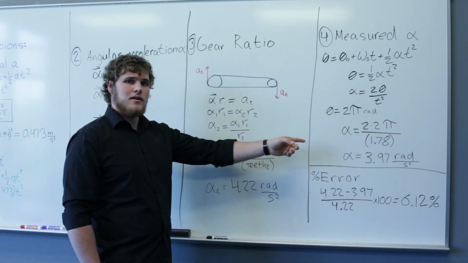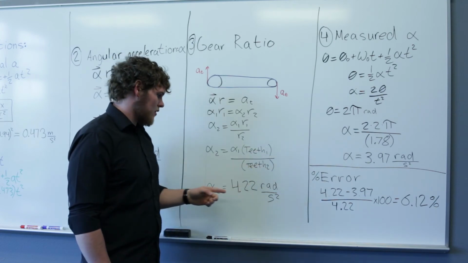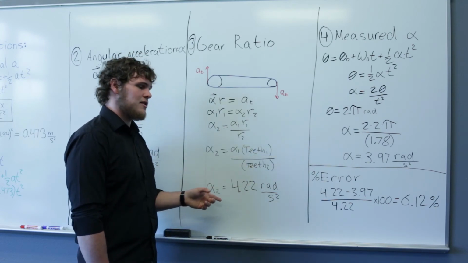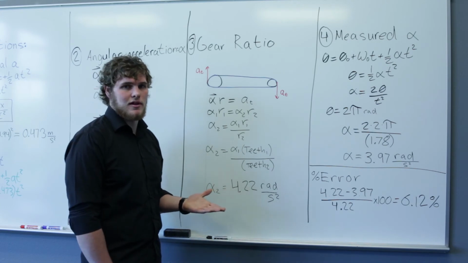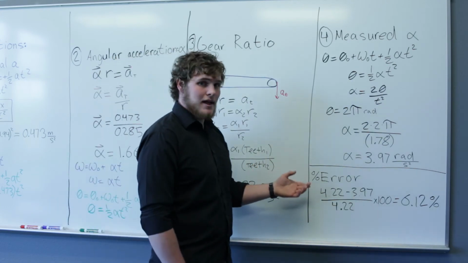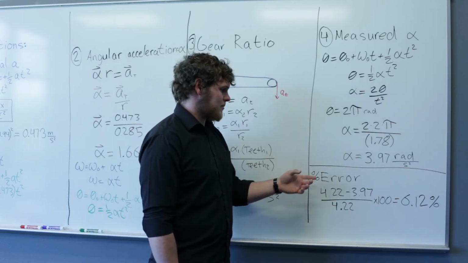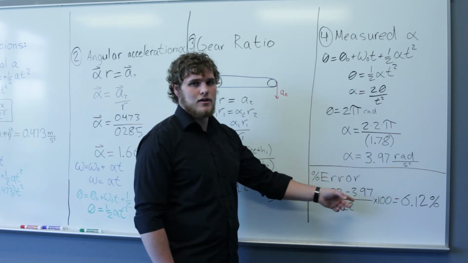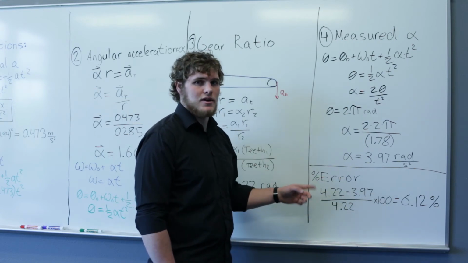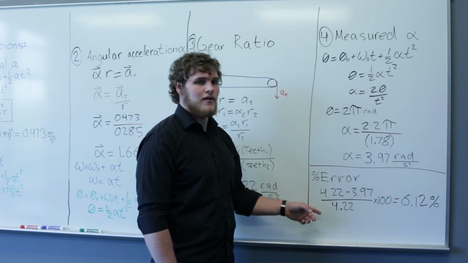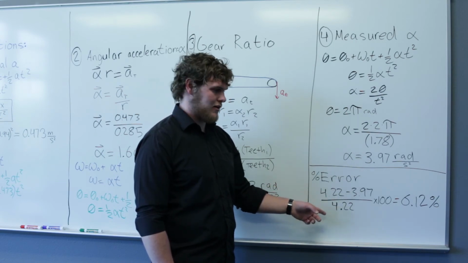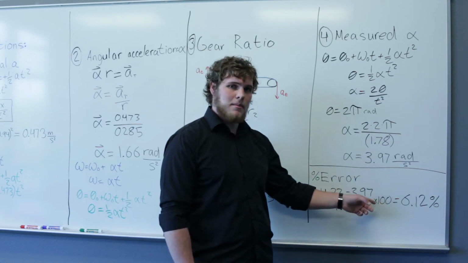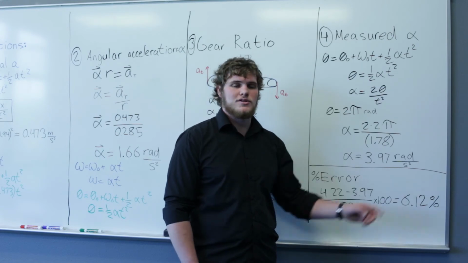If you compare that angular acceleration with this angular acceleration, you can see that they are remarkably close. We can calculate the error by subtracting the angular acceleration measured from the angular acceleration calculated and dividing that by the angular acceleration calculated. We multiply that by 100 to get 6.12% error.